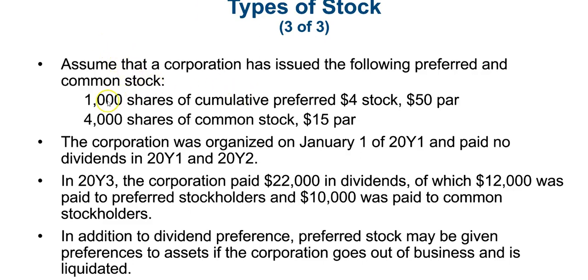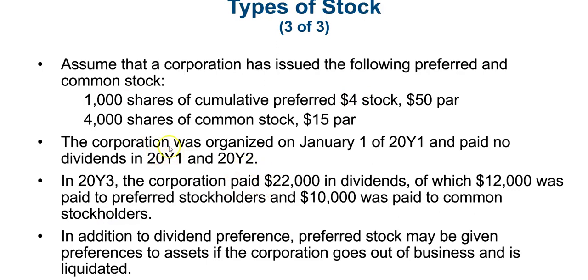So here we have 1,000 shares of cumulative preferred $4 stock, $50 par, and 4,000 shares of common stock, $15 par. We paid no dividends in 2021 and 2022. In 2023, they paid $22,000, of which $12,000 was paid to the preferred stockholders. Why so much? Because every year we need to pay $4,000, 1,000 times 4.